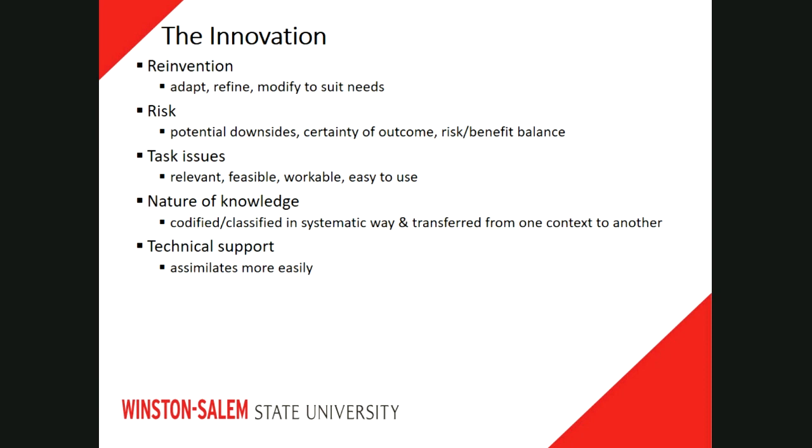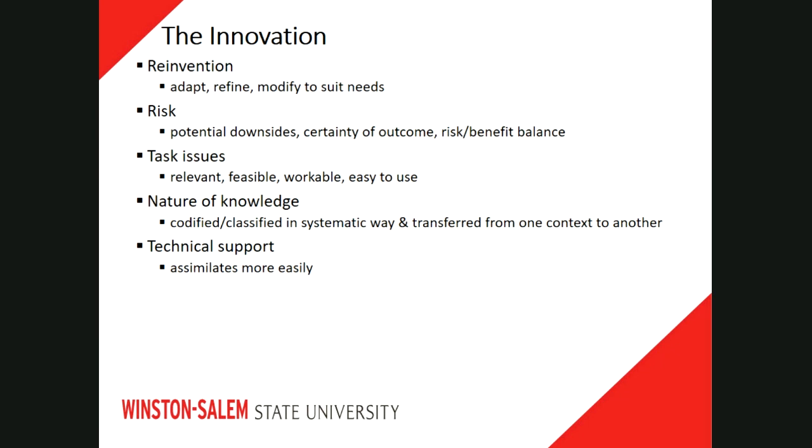Also consider the risks and the benefits, being able to articulate what the risks are, be it risk to participants or risk to the organization, and what the benefits are, again, to the participants, to the organization, to society. It's important to be able to articulate those things. What are the task issues? Make sure that the components of the intervention, or what's being done, are actually relevant, feasible, workable, and easy to use.